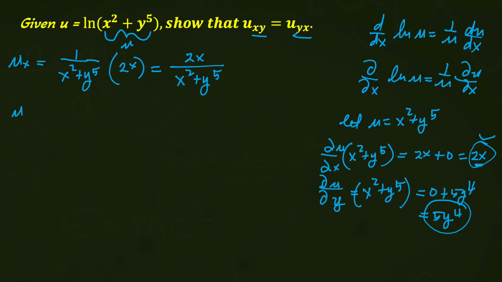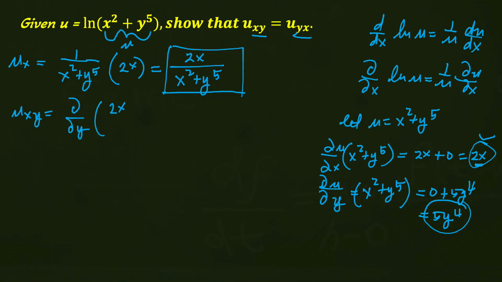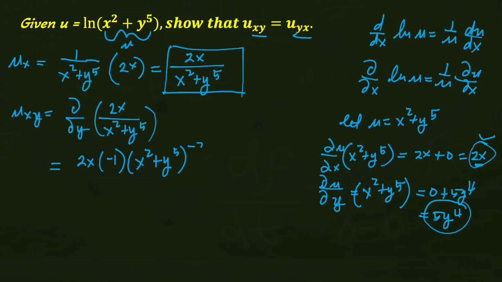And our next job here is we will find u sub xy. So with this answer, we will find again the partial derivative of this expression with respect to y. And with respect to y, this will be equal to the partial derivative with respect to y of 2x over x squared plus y to the fifth, which is equal now, this is a combination of chain rule, to 2x times negative 1 times x squared plus y to the fifth raised to negative 2 times the derivative of the inside function, which is 5y to the fourth.